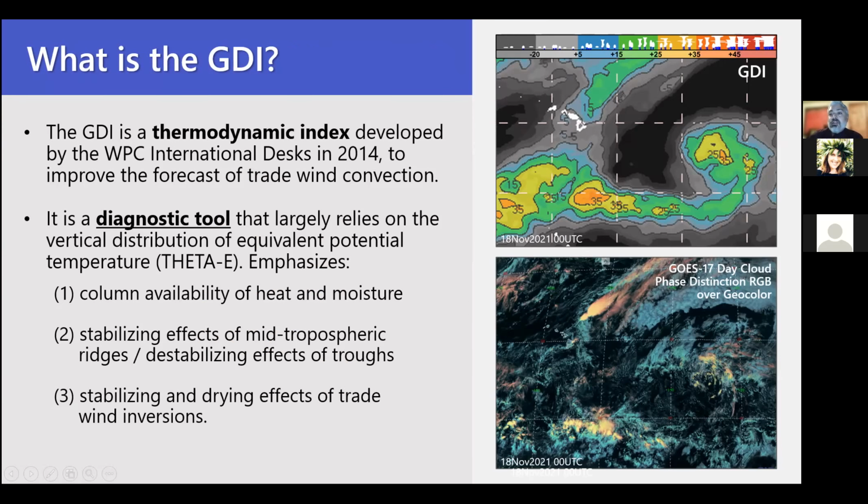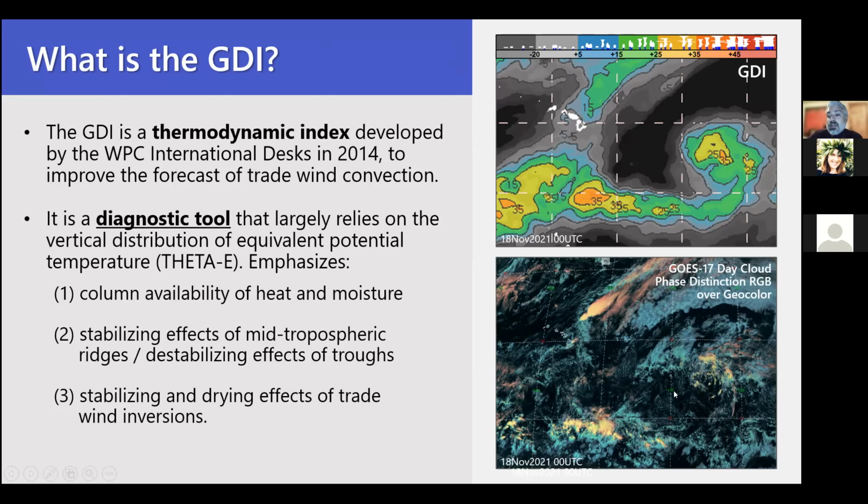Well, this is just quickly to show, this is last week, and you can see the GDI values. The higher values suggest that you have a higher potential for getting deep convection and higher rainfall amounts. Whenever you get into these yellows, oranges, and reds, usually there's a higher potential for thunderstorms. And this is a snapshot from last Friday, I think, showing this deep convection going off to the north of Hawaii associated with this upper trough.